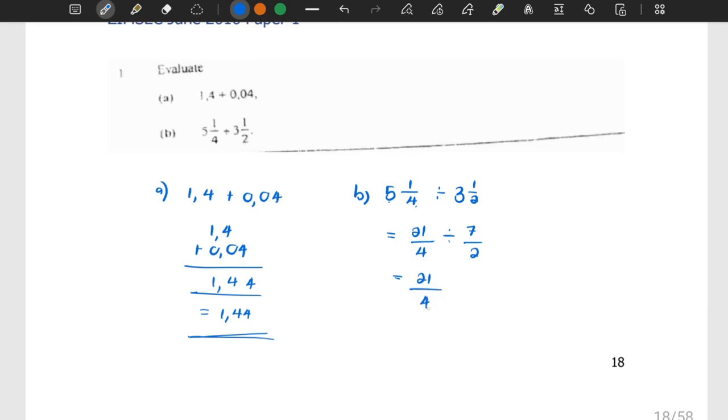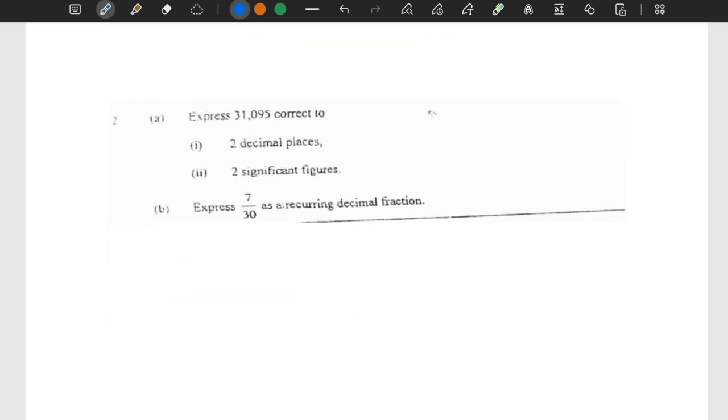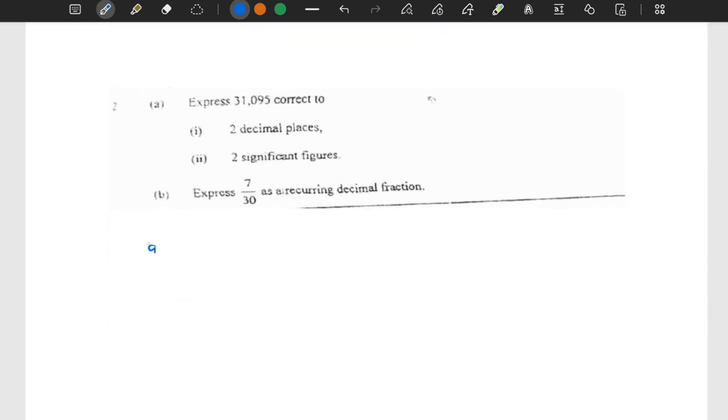So 21/4 times 2/7. 2 into 2, 1, 2 into 4, that's 2. 7 into 7, 1, 7 into 21, that's going to be 3. So you end up with 3 over 2. And changing that to a mixed fraction, that'll be 1.5. The solution.